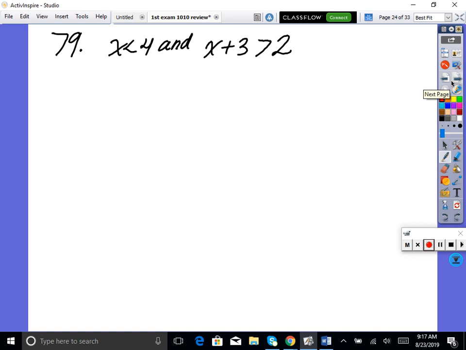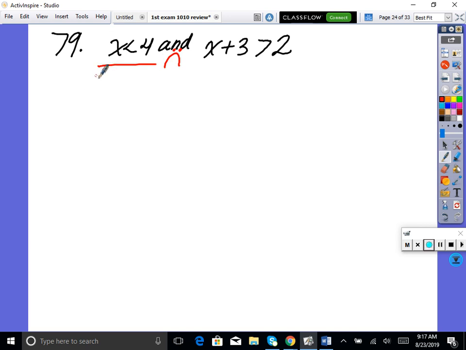Pretty straightforward. Okay, let's get to 79. Now this is the one where it's a little bit harder for people on the test sometimes. You have to really remember what and versus or is. So just a reminder, and is the picky one, it's the intersection. So only where they intersect. So you'll solve them individually. This one's solved. So it says x is less than 4.